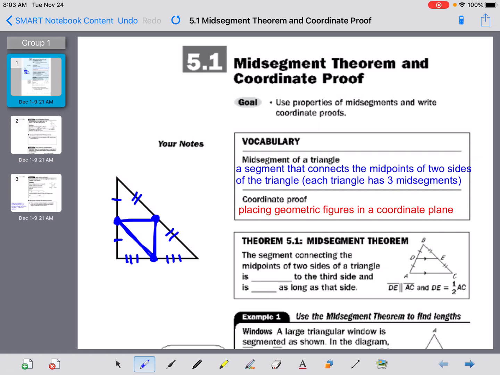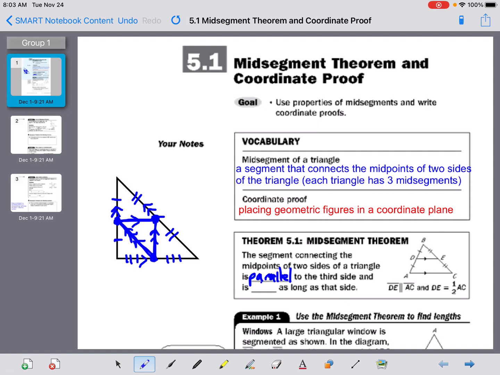The midsegment theorem says the segment connecting the midpoints of 2 sides of a triangle is parallel to the third side. Okay, and if you look at it, this one looks parallel to this one. This one over here looks parallel to this one here. And this one looks parallel to this one over here. Okay, they're parallel to the side. They're not touching, basically, okay?